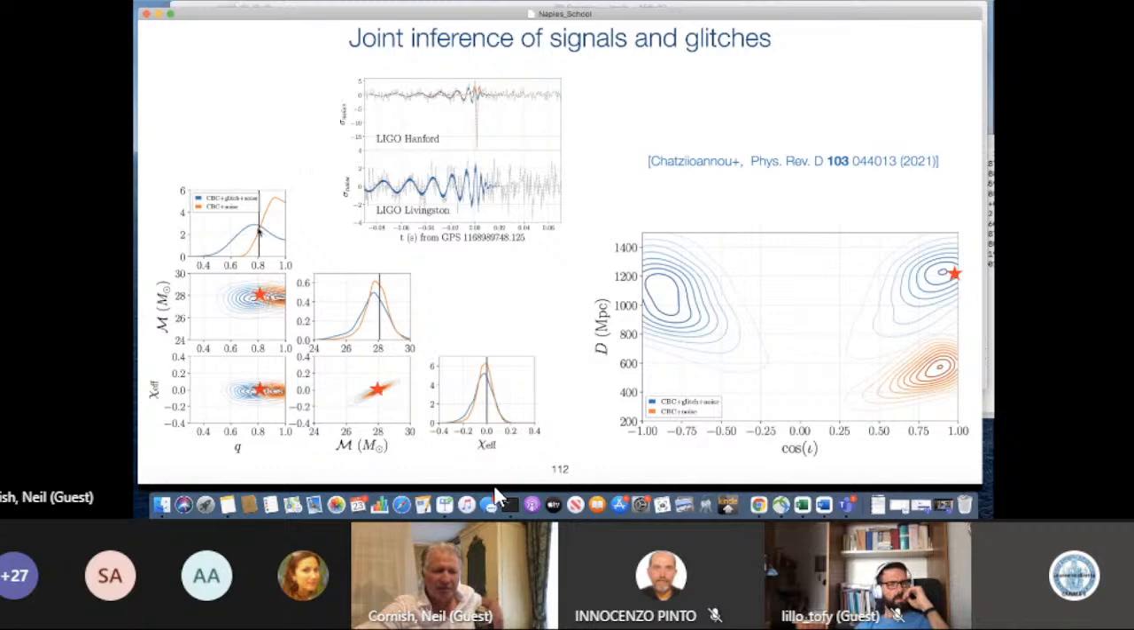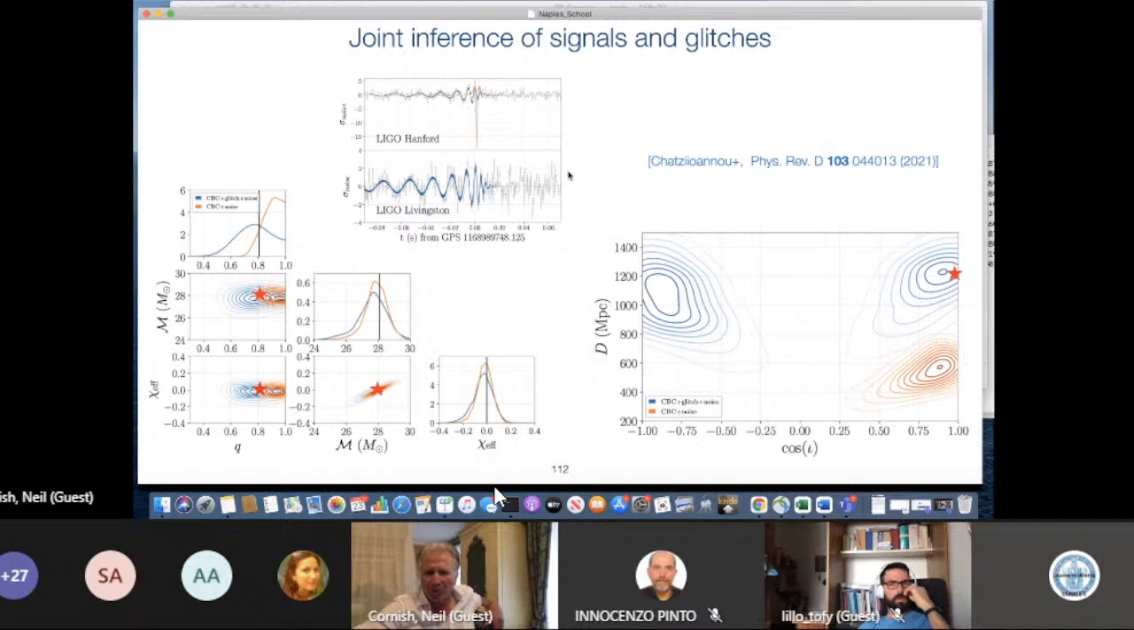And you'll notice that the orange ones are kind of displaced from the true values. We know what the true values are because this is a simulated signal. It's particularly bad when it comes to the distance and inclination. So the blue analysis here, these posterior distributions in blue, modeled simultaneously the glitch in the Hanford detector and the signal, whereas the orange ignored the glitch and just modeled the gravitational waves.